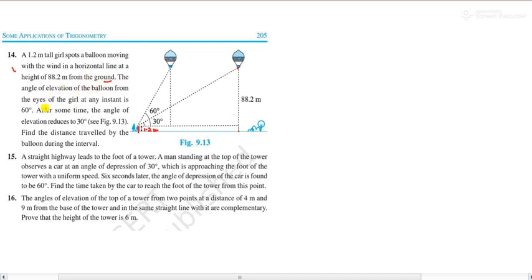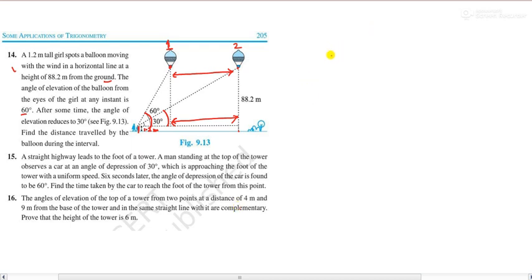The angle of elevation of balloon from the eyes of the girl at any instant is 60. Okay, the balloon was over here in the initial stage because they have mentioned it was 60. So this is the first stage. After some time the angle of elevation reduces to 30, means after some time from here to here it moved. So this is the second instant. The angle is now 30 degree. Find the distance traveled by the balloon during this interval. So what is the distance between this to this movement? We have to find the distance.